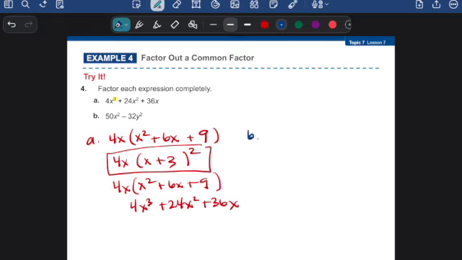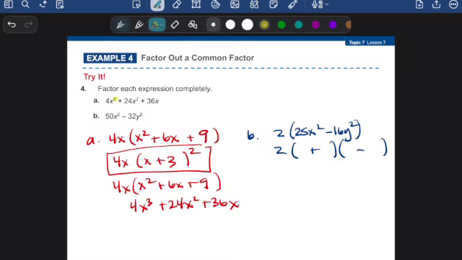Part B. Look for greatest common factor, 50 and 32. They're both even, so pull out a 2. I can't pull out a variable. So then I'm going to write what's left, 25x squared minus 16y squared. I like that because I have a difference of 2 squares now. I'm going to rewrite my greatest common factor. Difference of 2 squares is just 2 binomials with different signs.